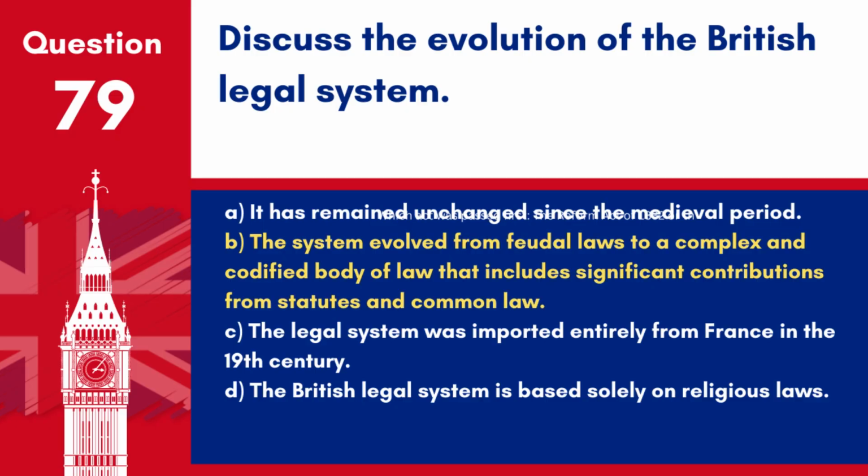Answer. B. The system evolved from feudal laws to a complex and codified body of law that includes significant contributions from statutes and common law. The evolution of the British legal system is marked by developments from early medieval laws through influences like the Magna Carta to the establishment of principles that underpin modern legal practices, including the role of precedents and common law.